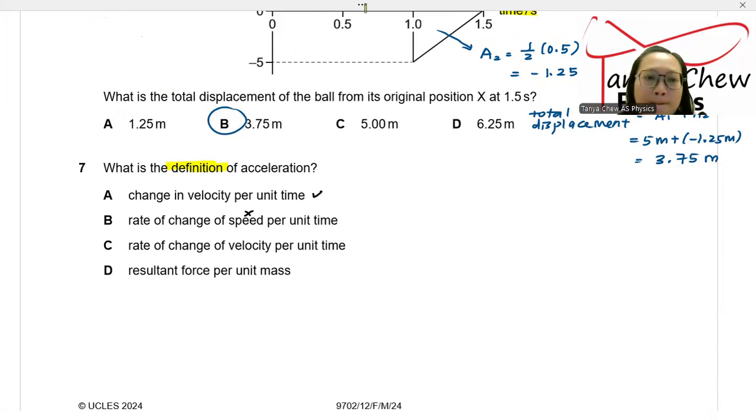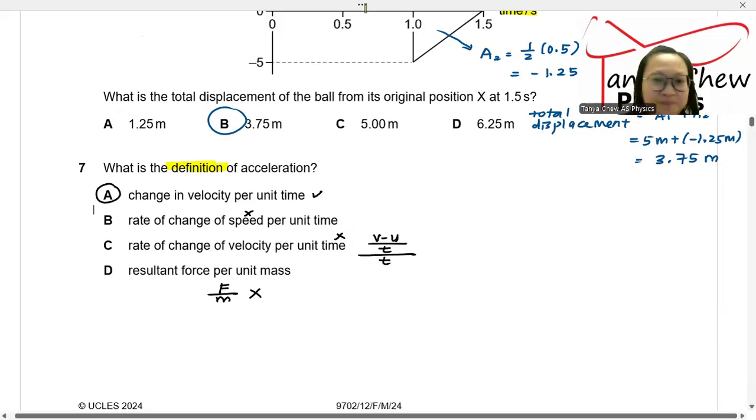That is wrong. C, rate of change of velocity per time. Rate means change of velocity per time divided by time, because rate means per time. So it is twice, right? So that is also wrong. D, resultant force per unit mass. No, that is not the definition. Even though in the equation we use F equal to ma, that is not the definition of acceleration. That is another expression for acceleration. Therefore, the answer is A.